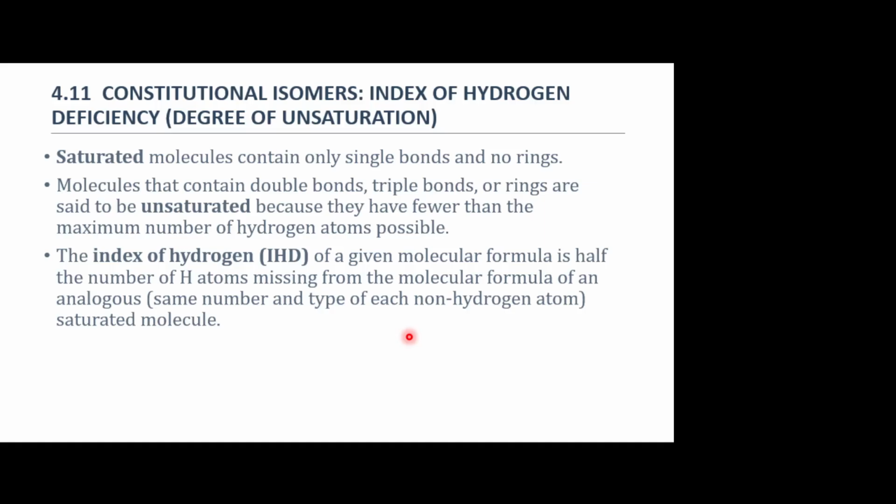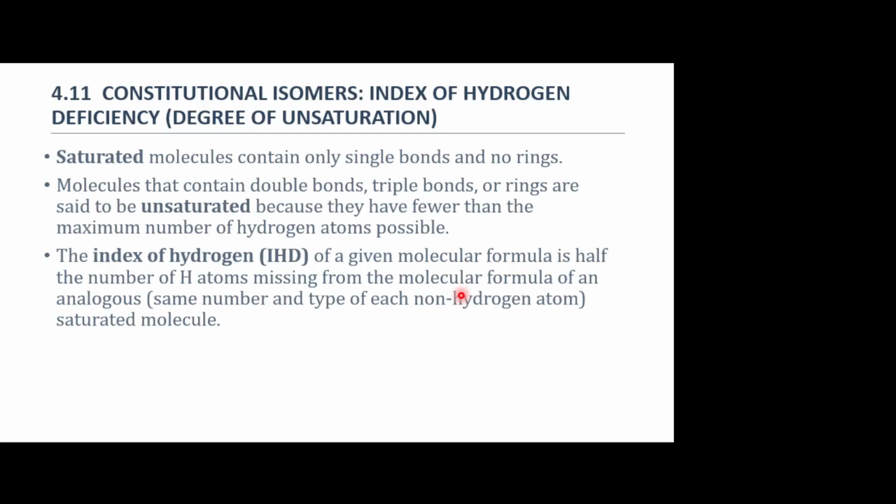Saturated molecules are going to contain only single bonds, no rings. The molecules that contain double bonds, triple bonds, or rings are said to be unsaturated. Everybody ever heard of saturated fatty acids, unsaturated fatty acids? That's what an unsaturated fatty acid is. It has a double bond in it, at least one double bond.